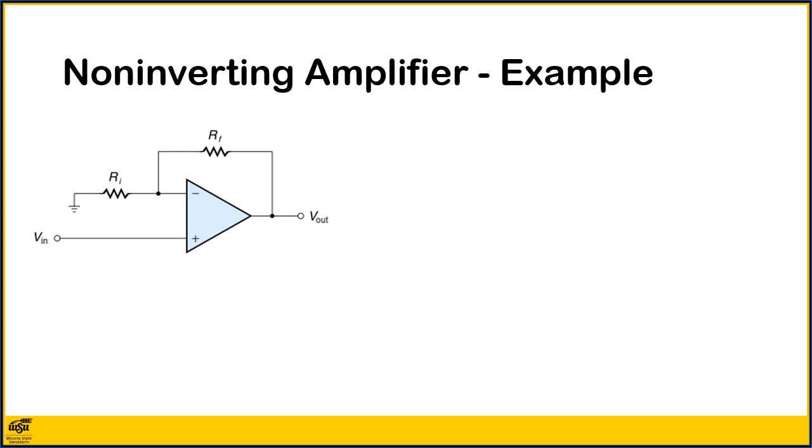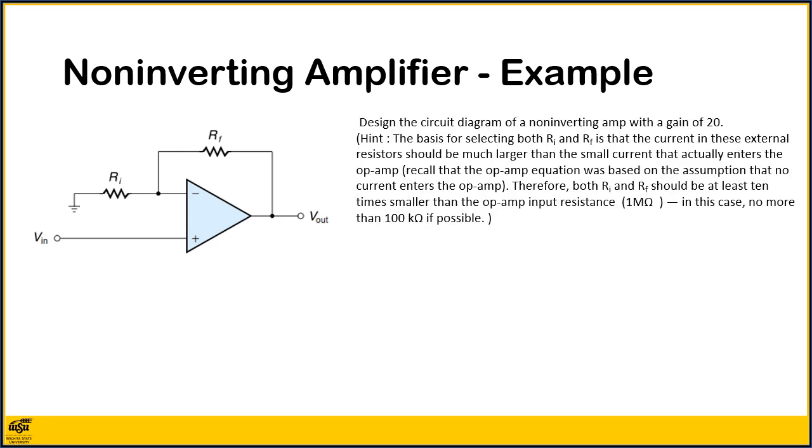An example of a non-inverting amplifier. Design the circuit diagram of a non-inverting amp with a gain of 20. Hint, the basis for selecting both Ri and Rf is that the current in these external resistors should be much larger than the small current that actually enters the op-amp. Recall that the op-amp equation was based on the assumption that no current enters the op-amp. Therefore, both Ri and Rf should be at least 10 times smaller than the op-amp resistance of 1 megaohm. In this case, no more than 100 kiloohms if possible.